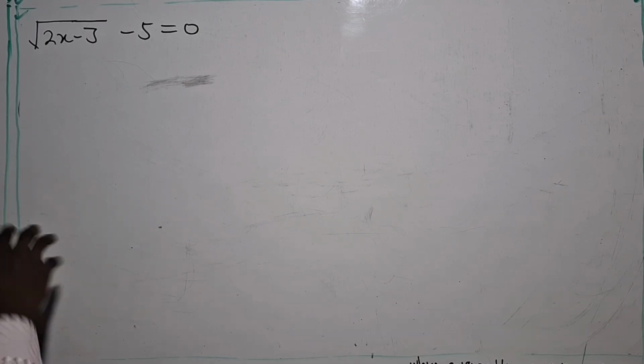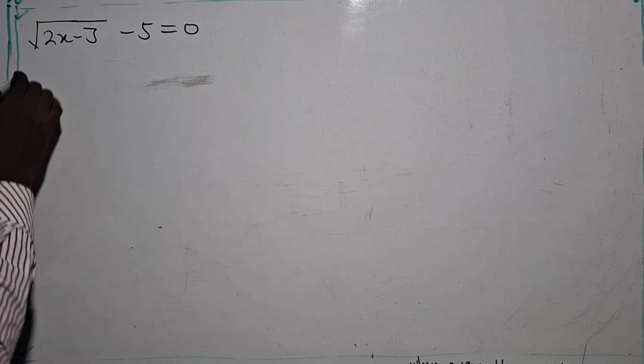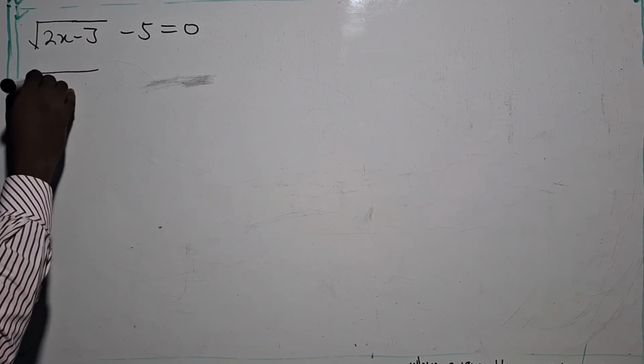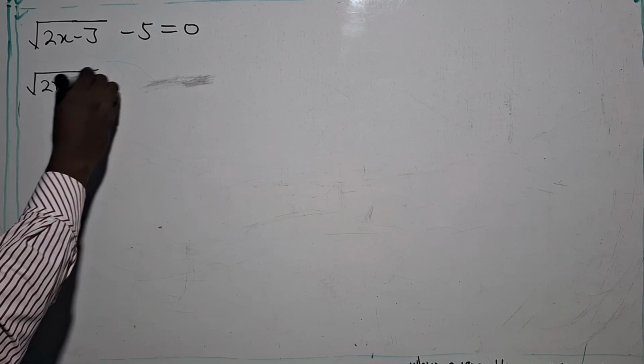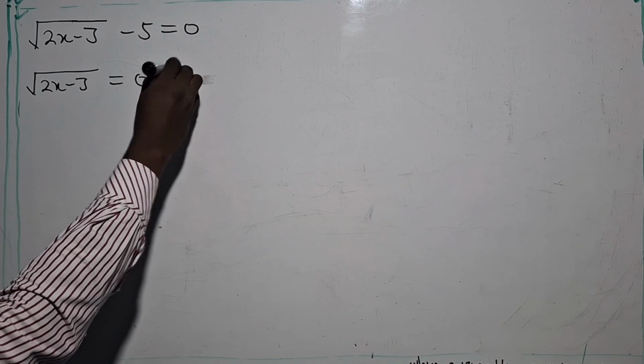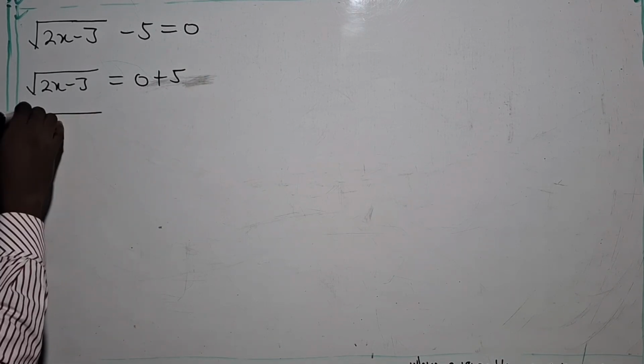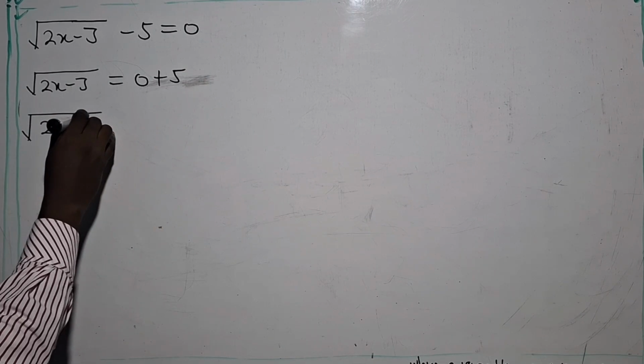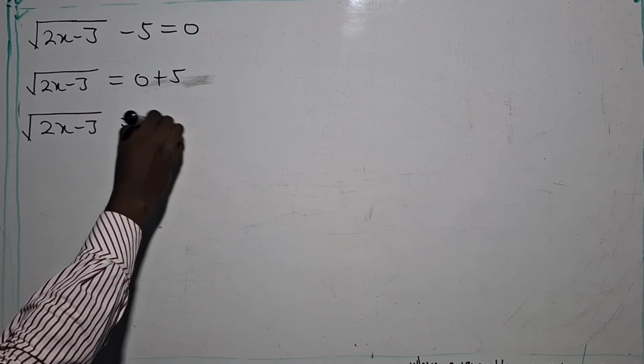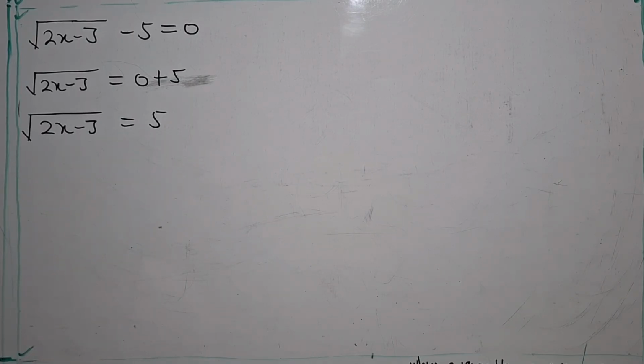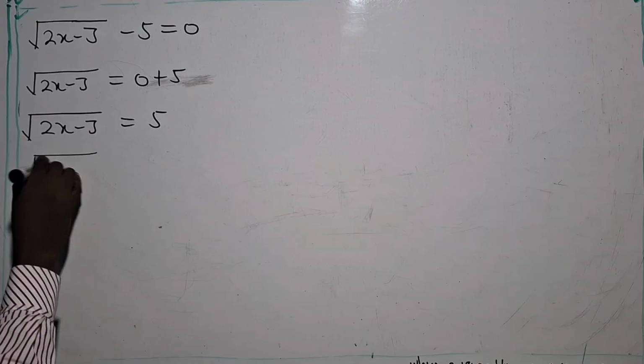So with this, as usual, you have to isolate the radicand. 2x minus 3 here is 0 plus 5, which will be the same as 2x minus 3 is equal to 5. You have to eliminate the square root. How do we eliminate the square root? By squaring both sides.